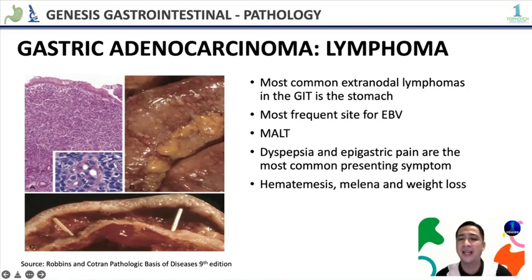So gastric adenocarcinoma is the most common, and we have here lymphoma as the least. The most common, again, are extranodal lymphomas in the gastrointestinal tract. The most common location is the stomach. The most frequent site for your Epstein-Barr virus. You see the common manifestations of dyspepsia, eructation, epigastric pain, and some hematemesis, melena, and weight loss.